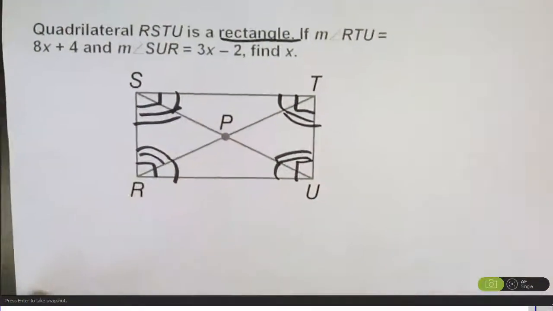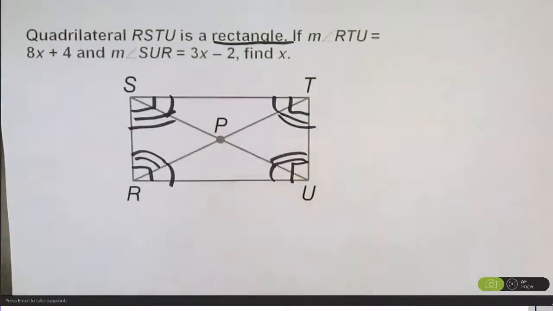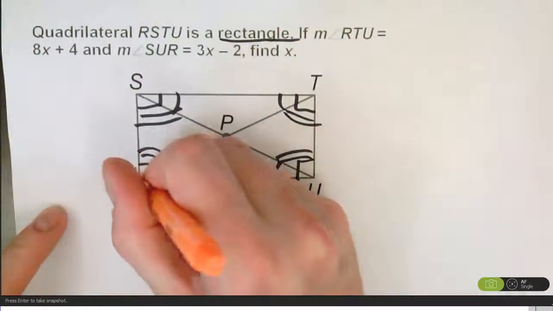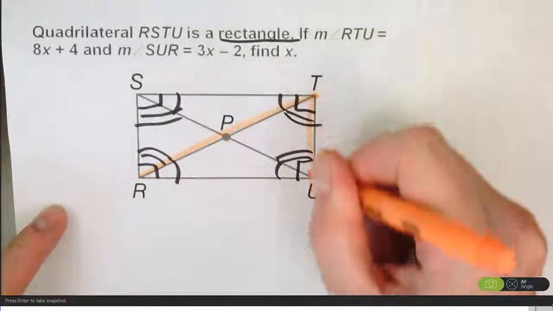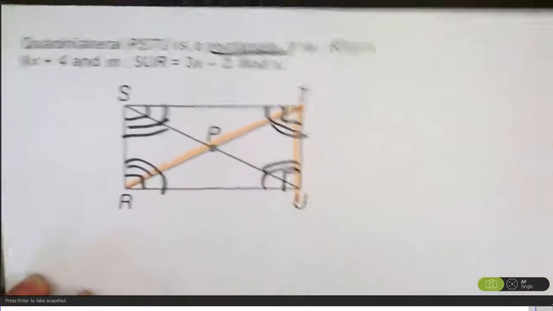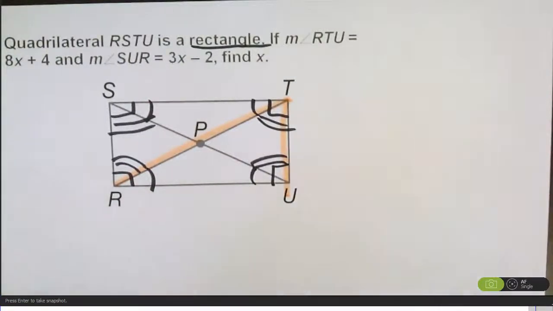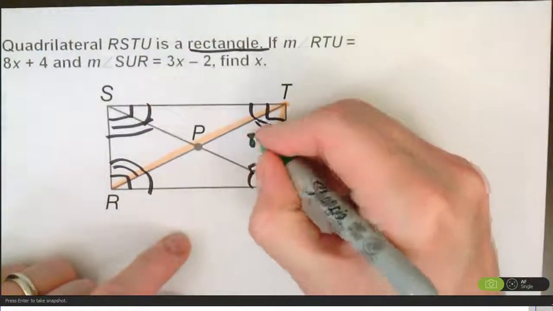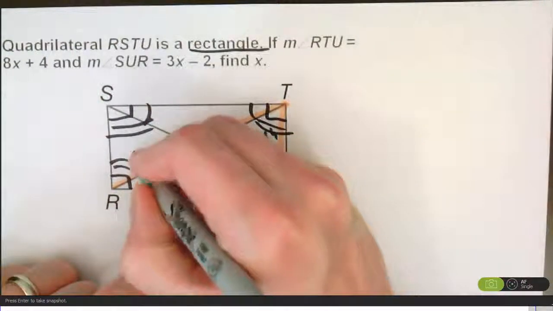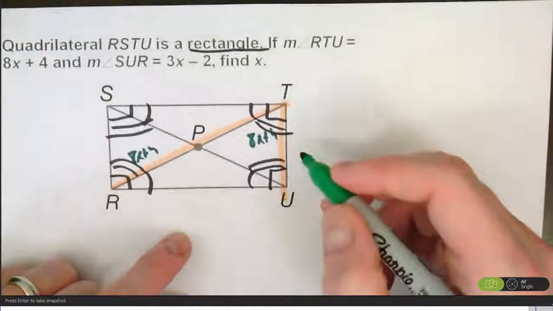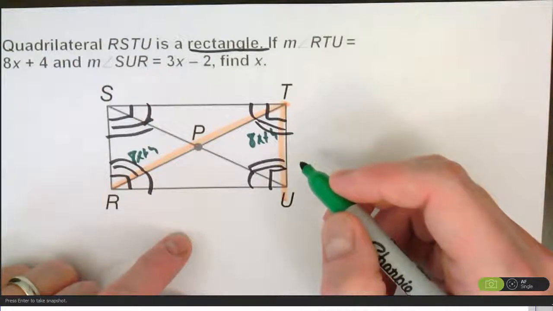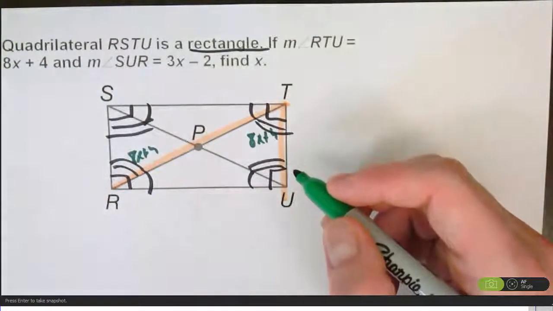Well, they gave us RTU. Let's see, which one's RTU? Ah, well, here is RTU, right there. They said it was 8x plus 4, which means this is also 8x plus 4.